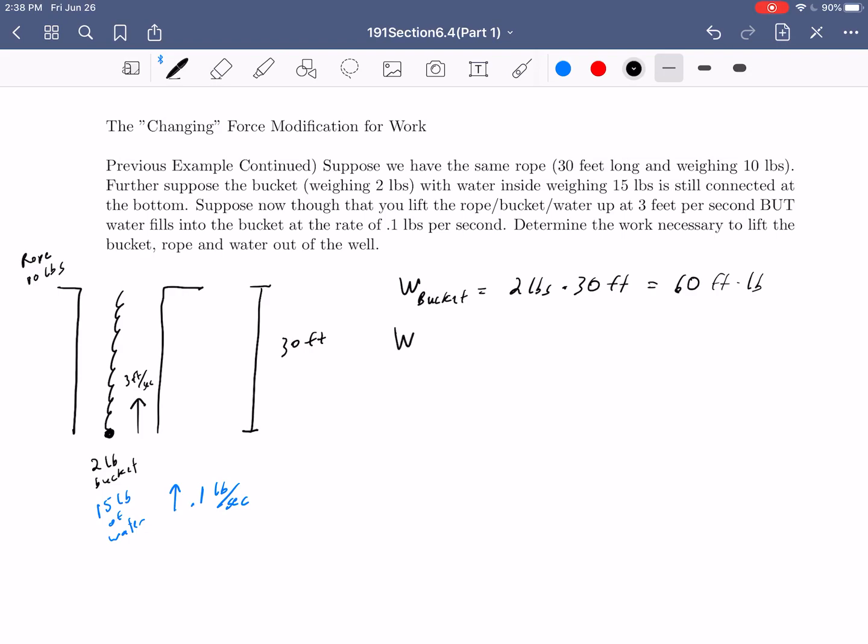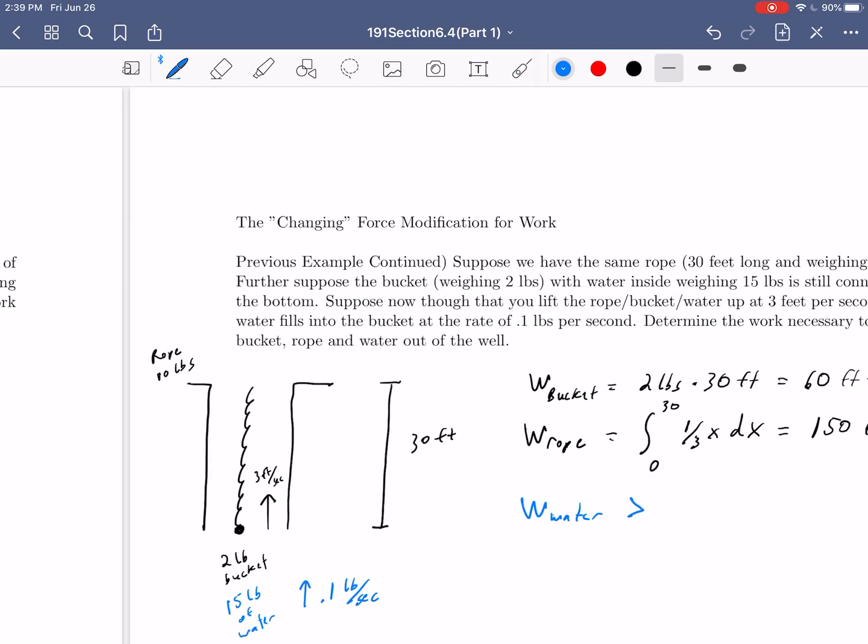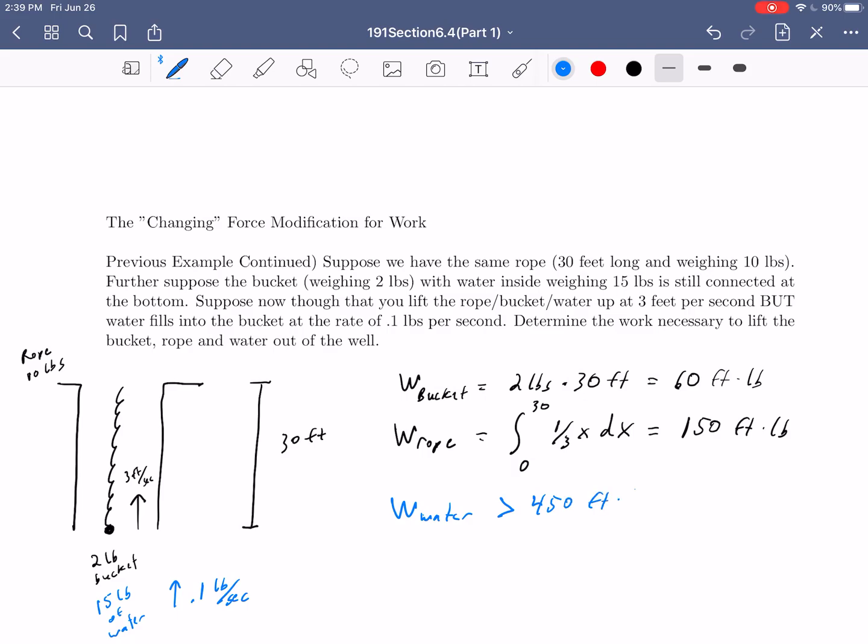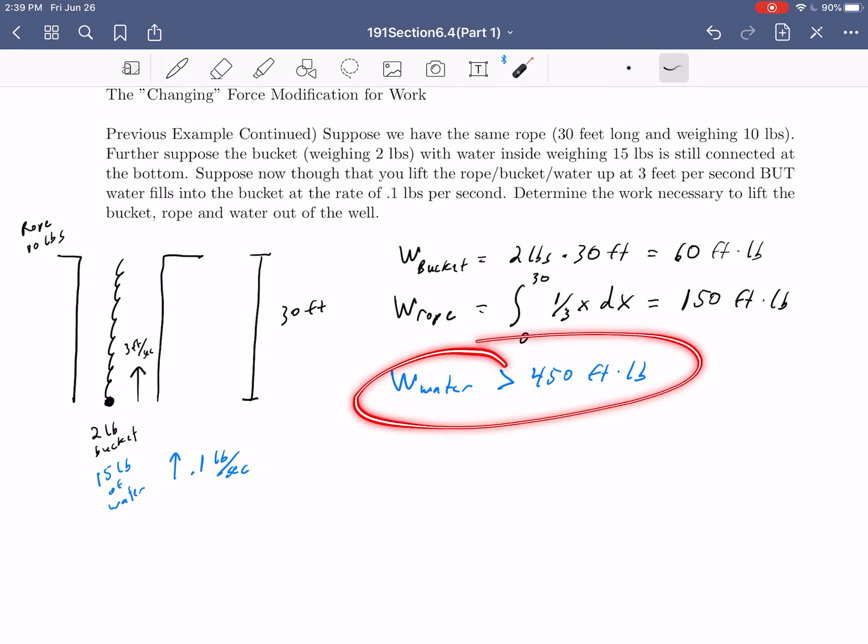What about the work for the rope? Well, it's still the same rope. It's still traveling all the way up to the top. So same thing, we would do it as the integral from 0 to 30 of 1/3 x dx. And as we saw, that gave us 150 foot-pounds. But now we've actually got to investigate the work for the water. And all we would know about this is, my guess is, since this weight is going to be increasing, I certainly would expect that it's going to be greater than what we initially found, which was 450 foot-pounds. But let's actually go ahead and figure out how we could do this.